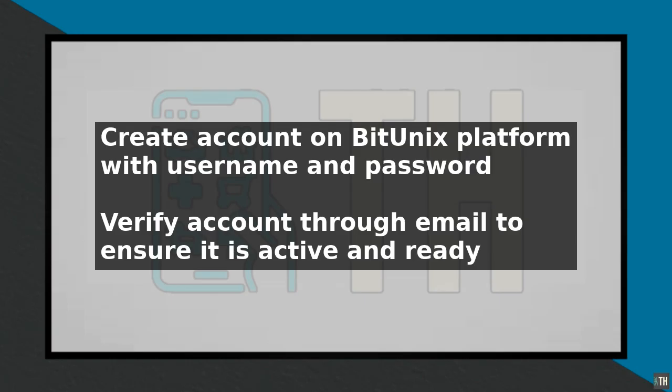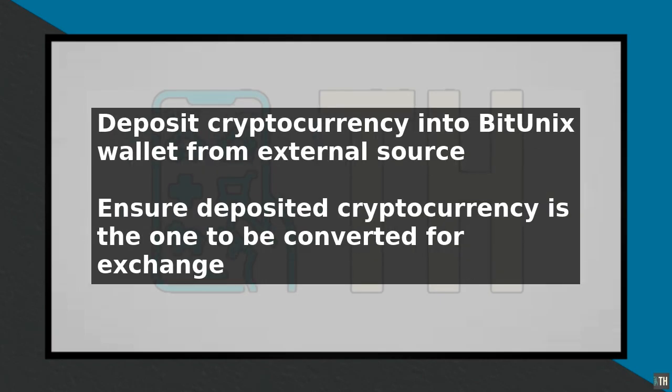First, create an account on the Bitunix platform by providing the required information, such as username, password, and email address. Once the account is created, verify it through the email sent by Bitunix to ensure the account is active and ready for use. Next, deposit the cryptocurrency you want to convert into your Bitunix wallet.